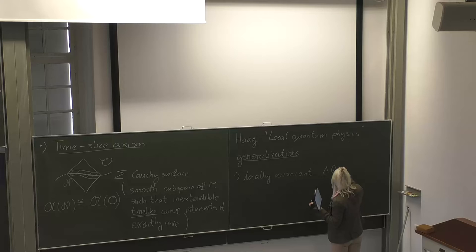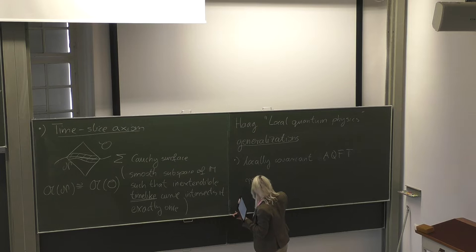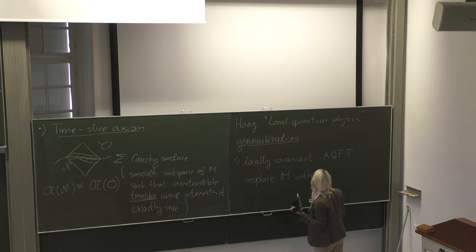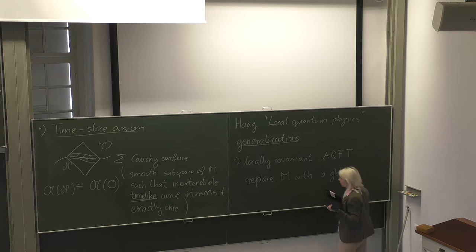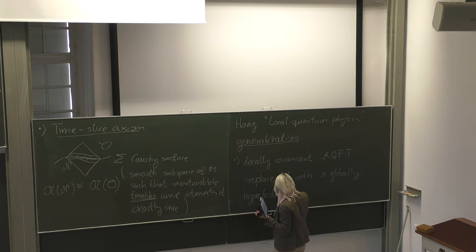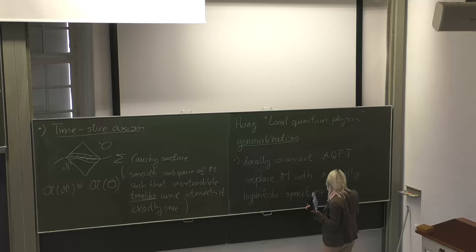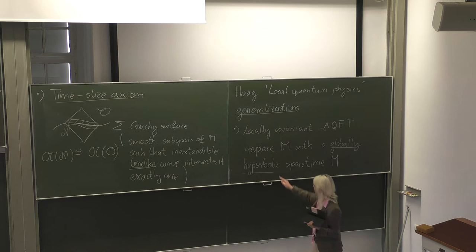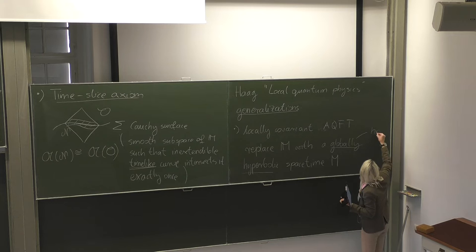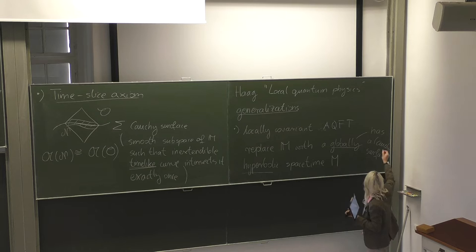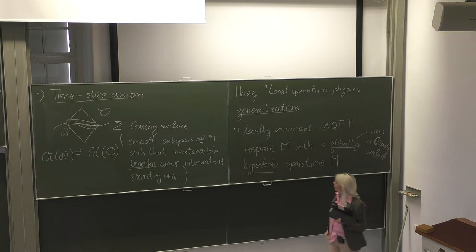So here we replace M with a globally hyperbolic spacetime M. Okay, there is a new term here, globally hyperbolic. The way I like to think about it is that it has a Cauchy surface. You know what a Cauchy surface is now? So globally hyperbolic is a smooth Lorentzian manifold that has a Cauchy surface. Excuse my handwriting. All right, so that we can do.